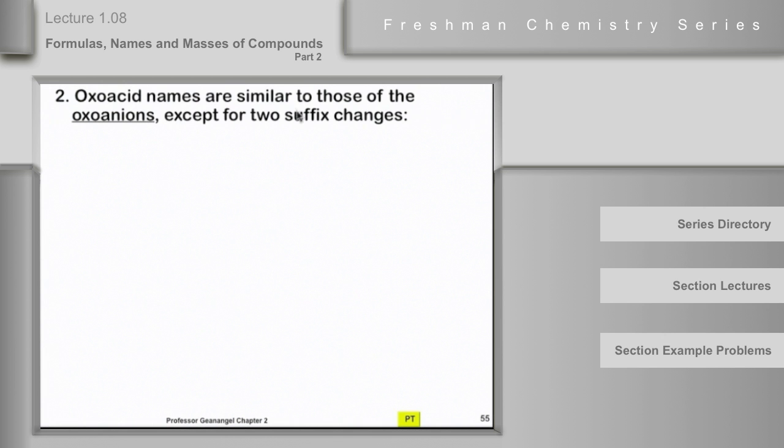Now, oxo acid names are derived similarly, except there are 2 suffix changes that we have to use to deal with oxoanions. So we would take the oxoanion and couple it with enough hydrogens to make a neutral formula. And if the anion itself has an ATE in its name, like nitrate, sulfate, the suffix added on to the name of the oxo acid is IC.